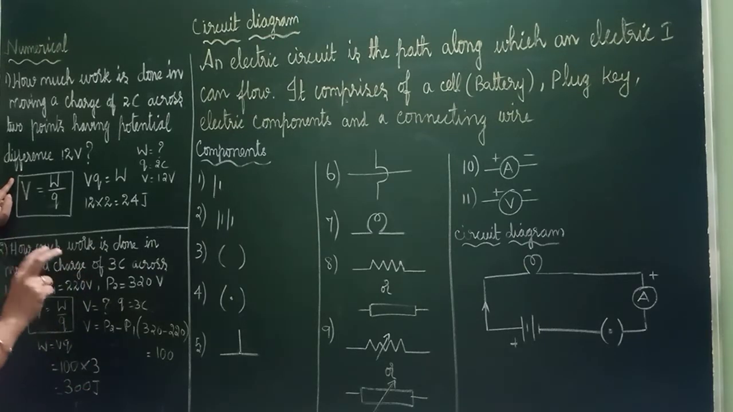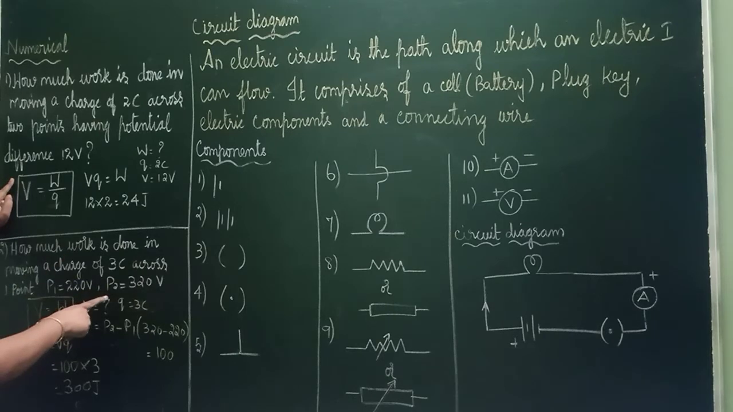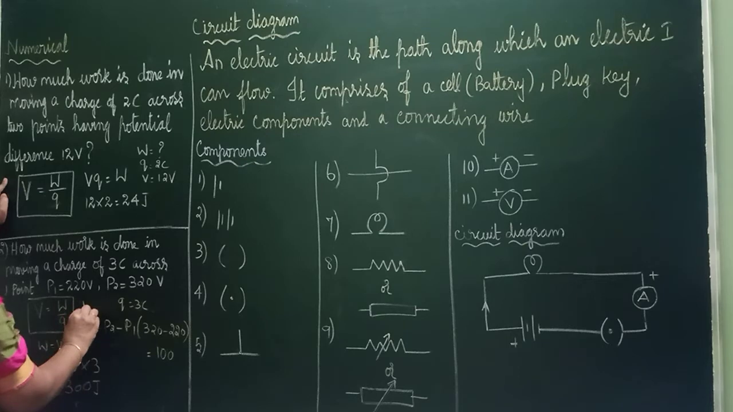Now, based on the formula, we will check whether we are able to find it or not. How much work is done in moving a charge of 3 coulomb from one point to the other point? P1 is given as 220 volt and P2 is given as 320 volt. Between the 2 points we should find how much work is done.